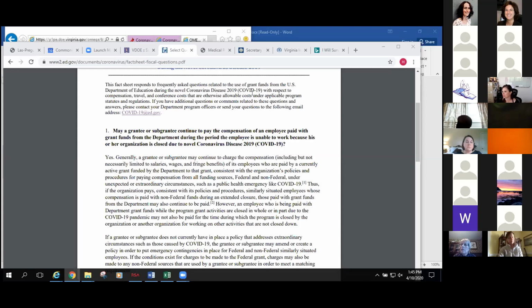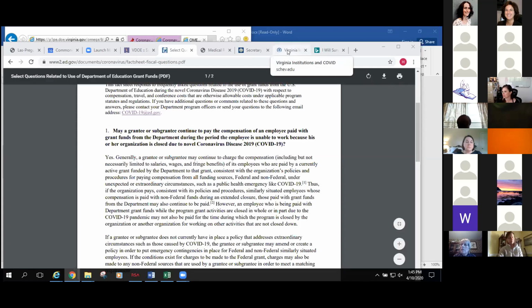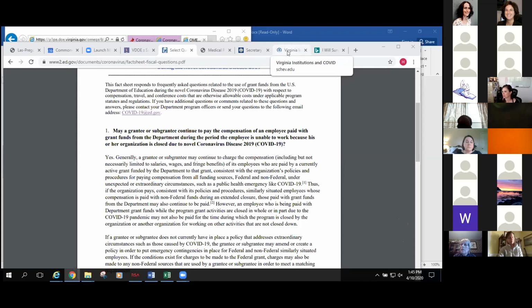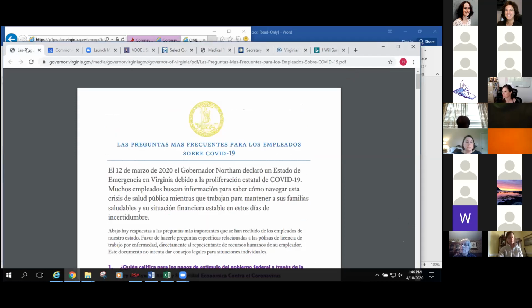I wanted to show you also a couple things that have come out. Let's see. That's that one. This toolbar is in my way. This is a new problem I haven't had before. Let's see. Las preguntas, that's what I'm looking for.